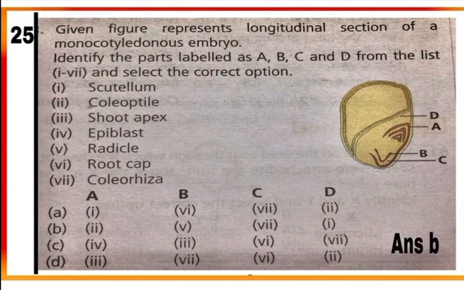Question 25. The given figure represents a longitudinal section of a monocotyledonous embryo. Identify the parts labeled A, B, C and D from the list 1 to 7 and select the correct option. Answer is option B. A is number 2 coleoptile, B is number 5 radicle, C is number 7 coleorhiza and D is number 1 scutellum. So here mark B as the correct answer.